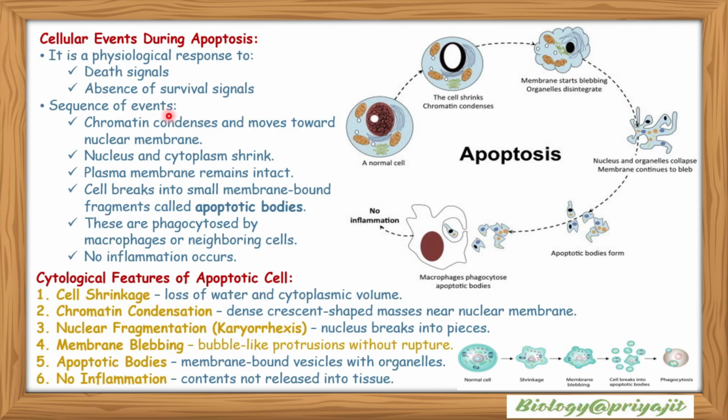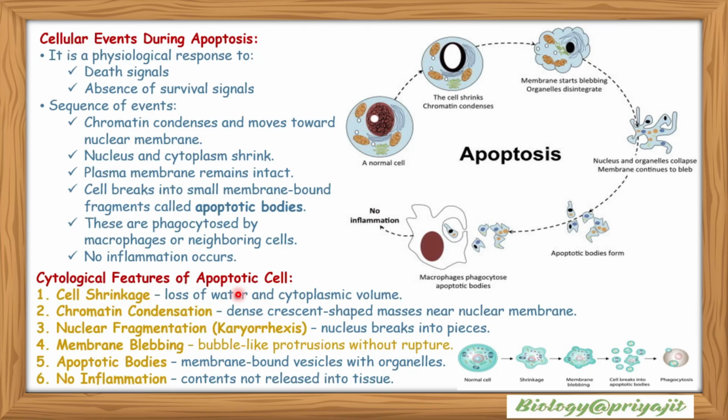Cellular events during apoptosis are a physiological response to death signals and the absence of survival signals. Sequence of events: chromatin condenses and moves toward the nuclear membrane. Nucleus and cytoplasm shrink. The plasma membrane remains intact. The cell breaks into small membrane-bound fragments called apoptotic bodies. These are phagocytosed by macrophages or neighboring cells. No inflammation occurs. These are the cellular events during apoptosis.